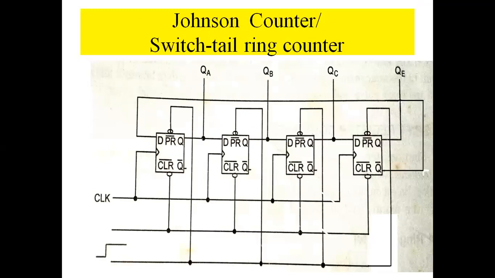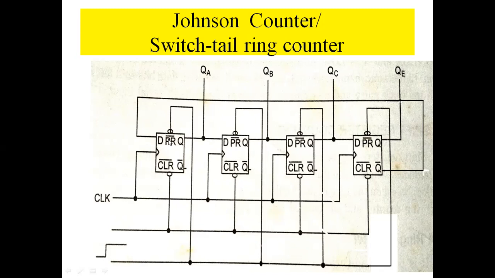Johnson counter is also called the twisted tail ring counter. It is similar to the ring counter, but the output Q bar acts as the input for the first flip flop. And here all the clears are the same, all the presets are the same, and they are connected to 1. That means it is acting as a normal flip flop. That means all the flip flop outputs are 0. As all the flip flop outputs are 0, Q bar will be 1. So that Q bar is connected to the first flip flop input.